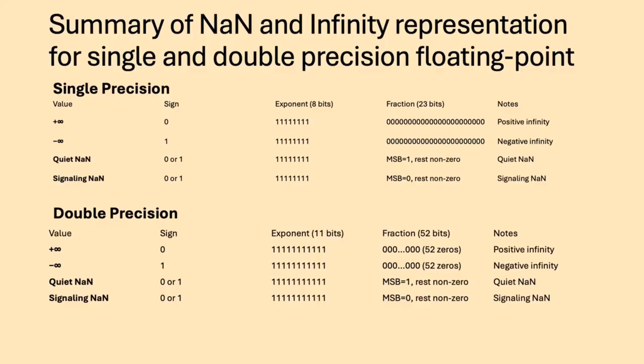Quiet not a number and signaling not a number are two representations of not a number. With signaling, an exception can be raised when not a number is encountered. And with quiet not a number, it does not signal an exception.